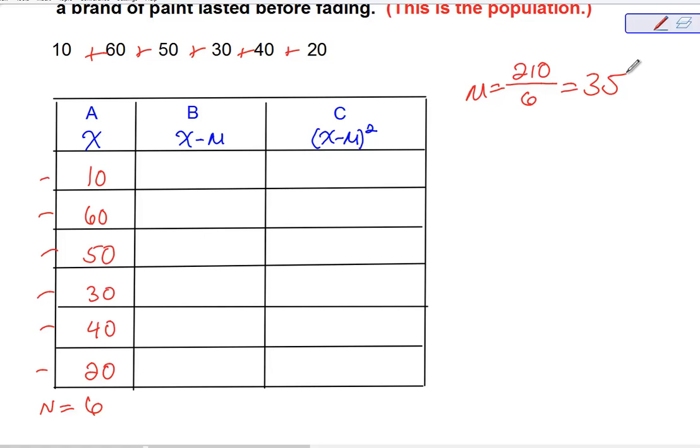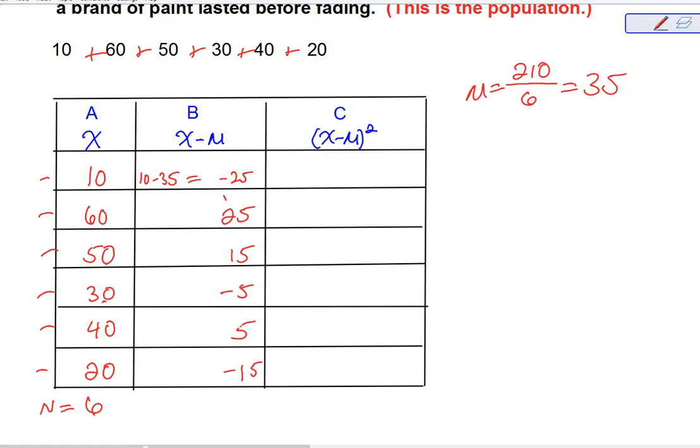So then in column B, I'm going to take 10 minus 35, which is going to give me a negative 25. And I'm going to do that all the way down. So I'm going to get a positive 25, positive 15, negative 5, positive 5, and a negative 15. All I did was take 60 minus my 35, 50 minus 35, 30 minus 35, and so forth.